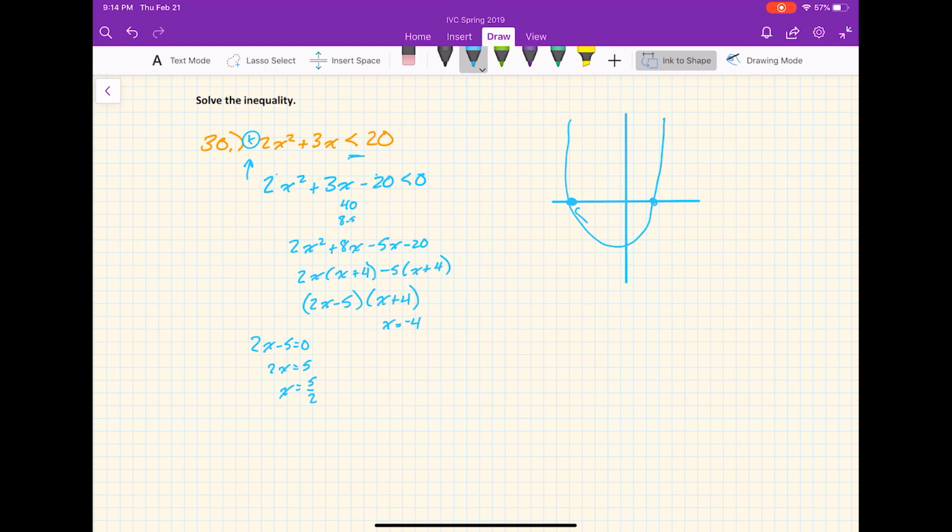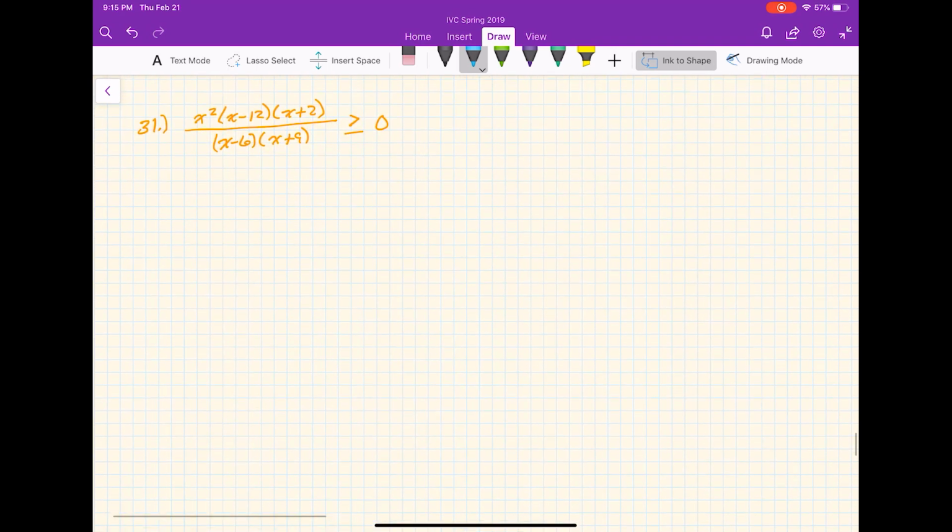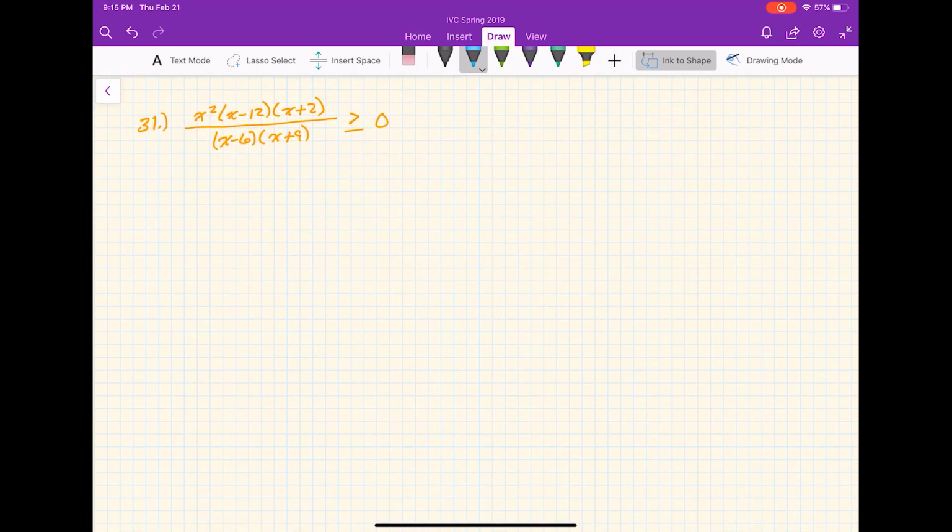I don't really care. This problem is just concerned with whatever's below the x-axis. The problem is just saying, when is this less than 0? Originally it was less than 20, but we moved it over. That happens between negative 4 and 2.5, or 5 over 2. So there you go, that's all this problem's looking for. It's pretty simple.